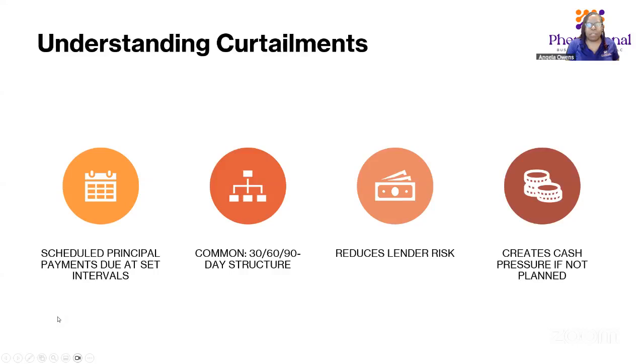Understanding curtailments. Curtailments are scheduled principal payments due at set intervals, and it's commonly a 30, 60, and 90-day structure. And then it reduces the lender risk and it creates cash pressure if you're not prepared for it.